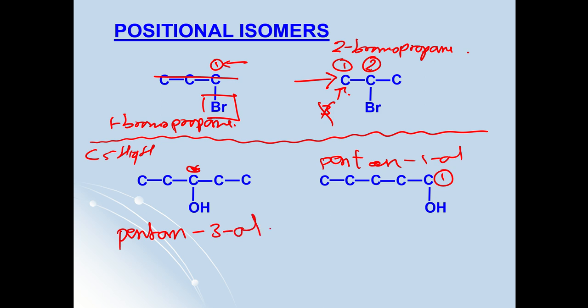Now there is one of these missing. Can you maybe just pause the video, or you probably can even see it straight off. If you can't, pause the video and have a think about it. Of course I can put the OH on this one, and that would give me pentan-2-ol. So there's 3 possible isomers here. Without bringing in any chain isomerism in this context, there's 3 possible isomers: pentan-1-ol, pentan-2-ol, pentan-3-ol.